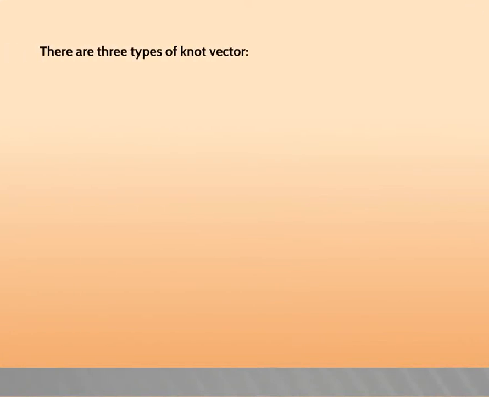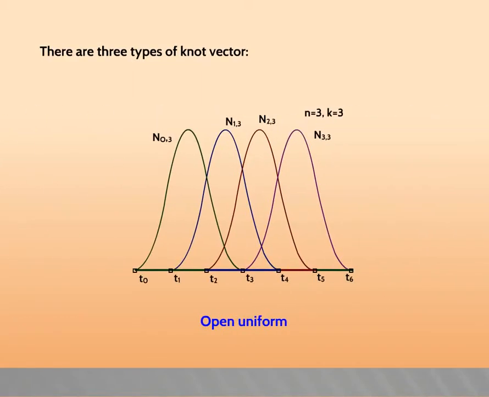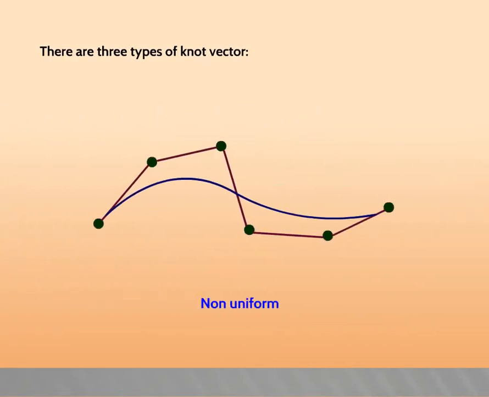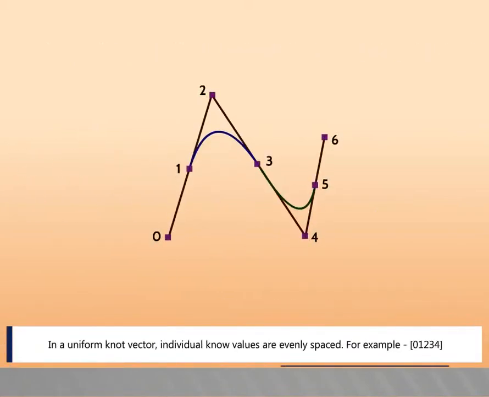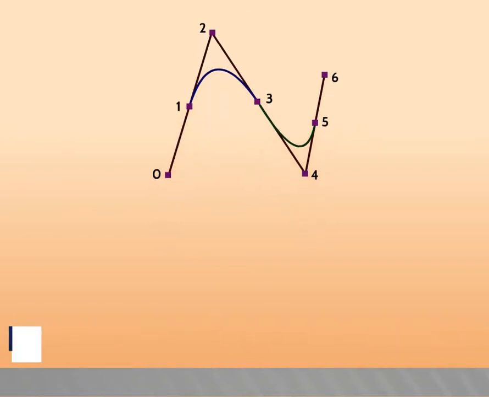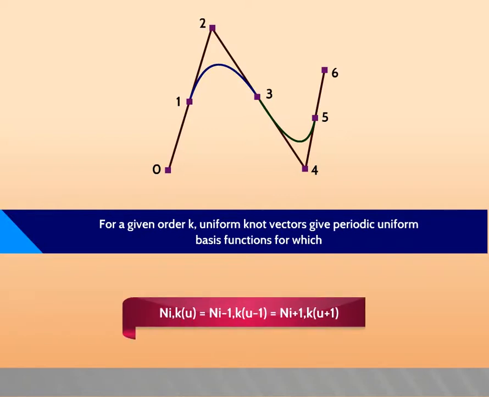There are three types of knot vector: uniform, open uniform, and non-uniform. In a uniform knot vector, individual knot values are evenly spaced. For example, 0, 1, 2, 3, 4. For a given order k, uniform knot vectors give periodic uniform basis functions for which Nik(u) is equal to Ni-1,k(u-1) is equal to Ni+1,k(u+1).